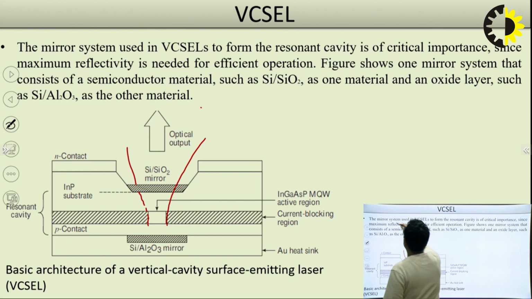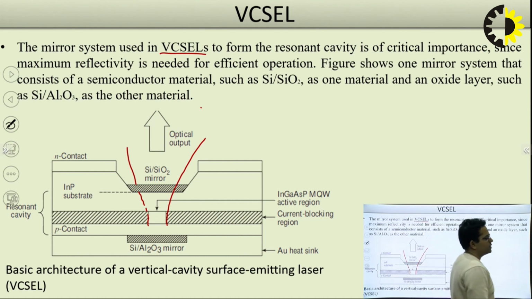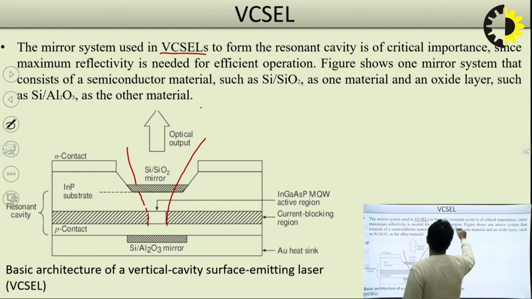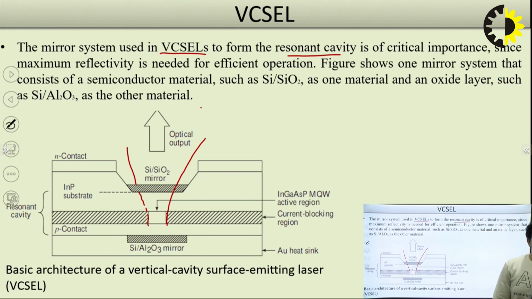So that's why it is used in high distance, high speed communications. This is the mirror system used in the vertical cavity surface emitting lasers. Why are mirrors used? To form the resonant cavity, which is very important for getting the resonant frequencies, and since maximum reflectivity is needed for efficient operation.